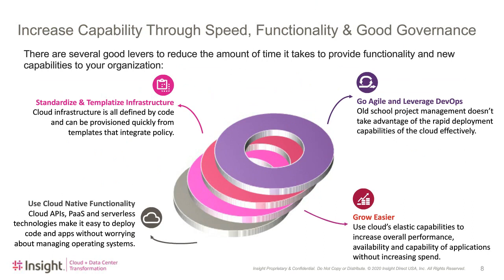When you go to cloud, you can increase capability through speed and additional functionality, and you need to have good governance. There are several levers that you have here, and really these are foundational core values of how to get the most value out of cloud. So you can standardize and templatize your infrastructure. I just talked about that a little bit, defining your infrastructure with code. We're talking about software-defined infrastructure, software-defined everything.